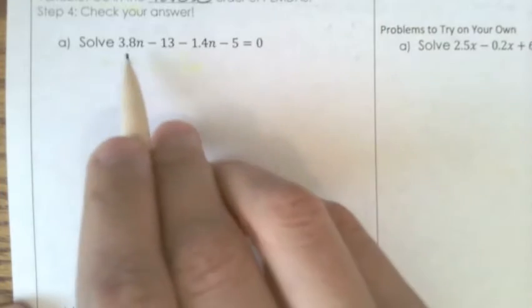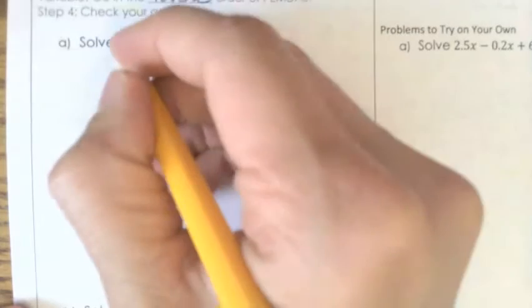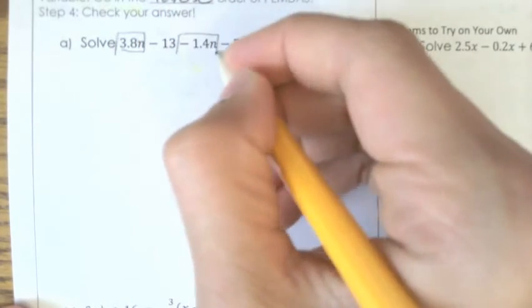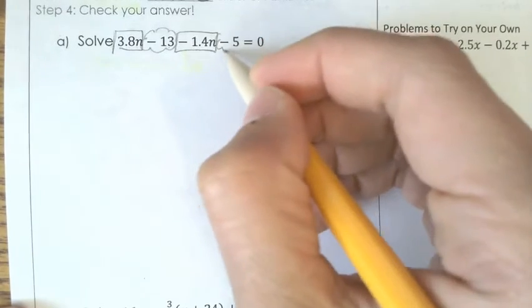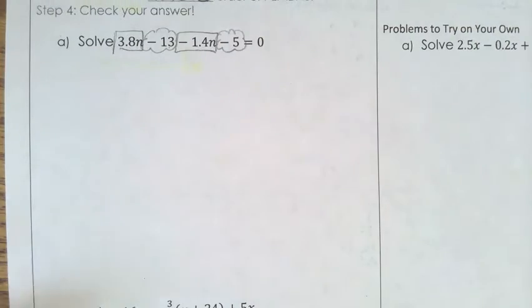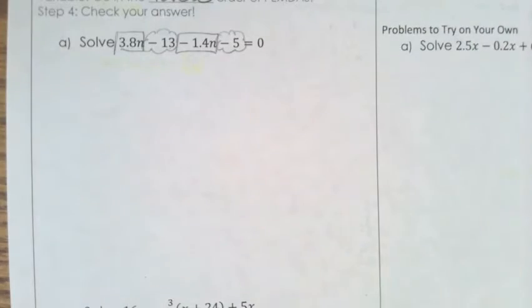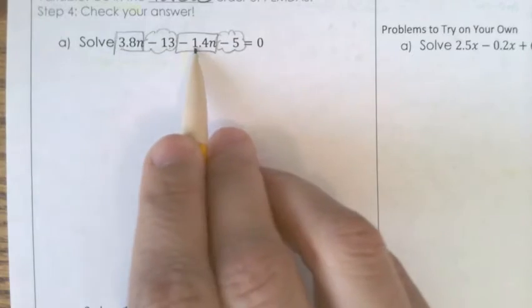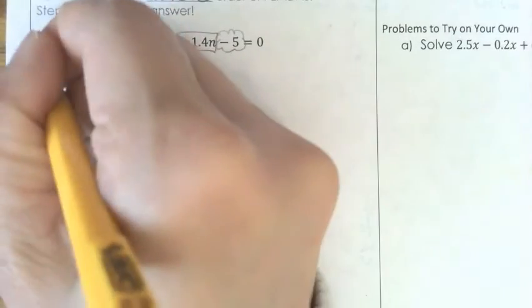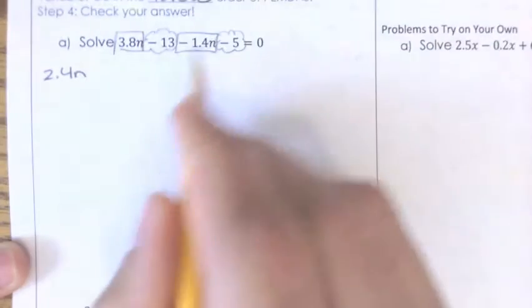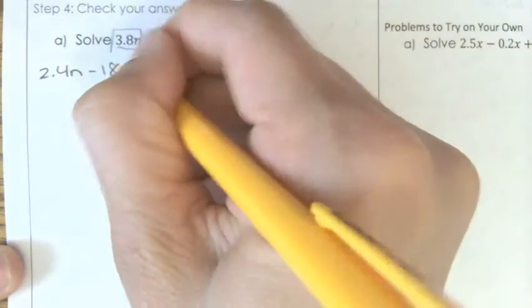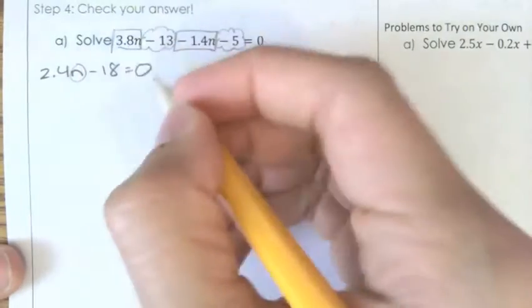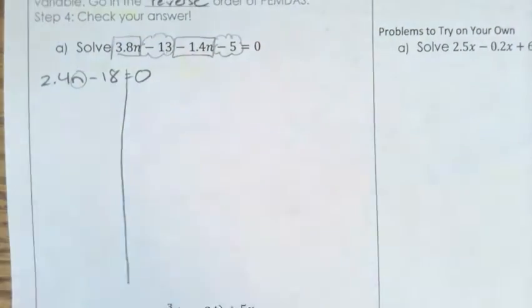So this one, I notice I have two terms with n, so I'm going to have to combine those. And I also have two constants, so I'll have to combine those as well. So 3.8n minus 1.4n would leave me with 2.4n. -13 plus -5 would leave me with -18. And this all equals 0. Now it's simplified, so I can circle my variable and draw my wall.